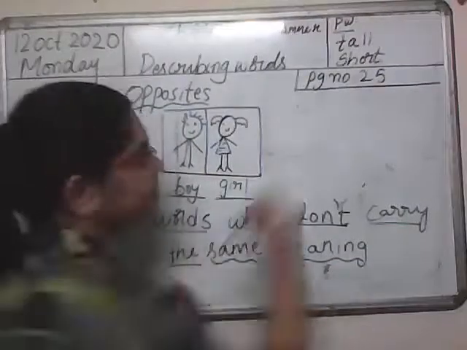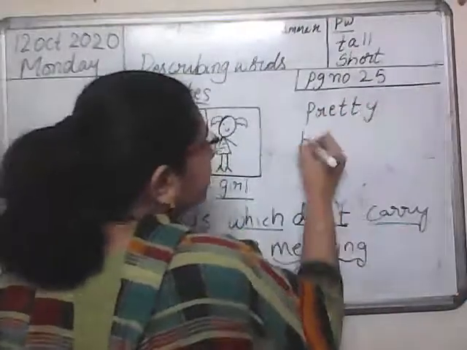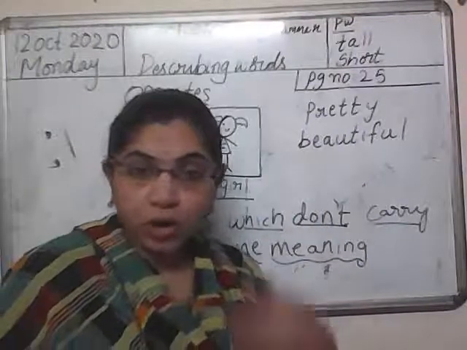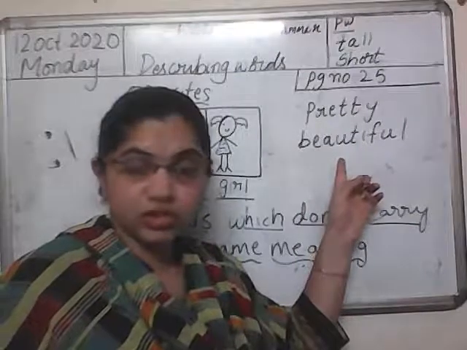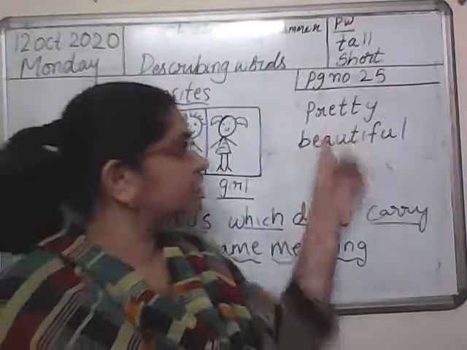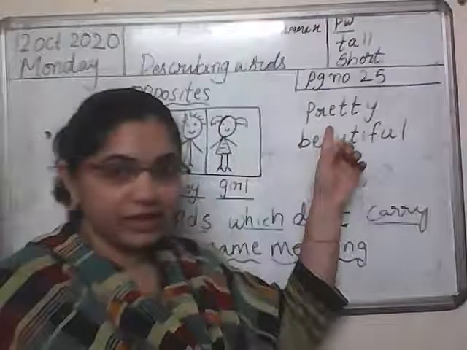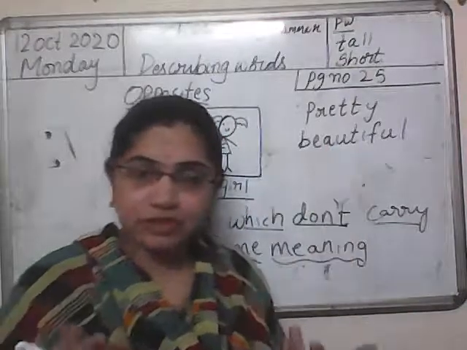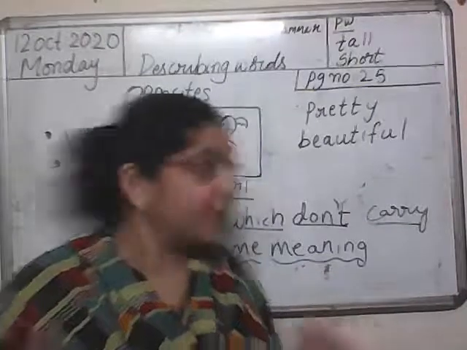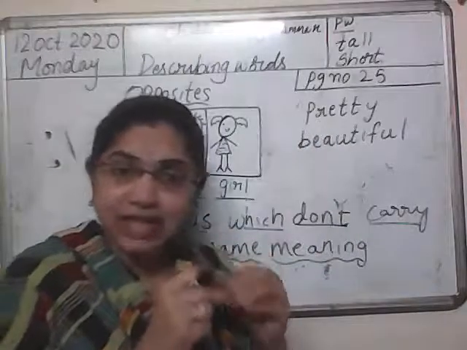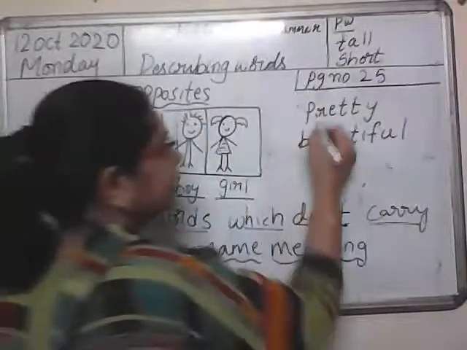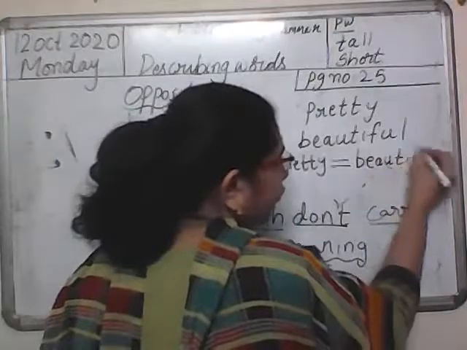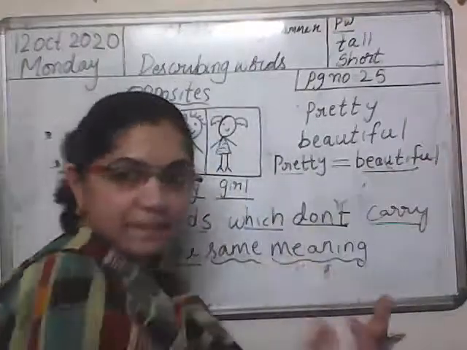Let me take two more words like P-R-E-T-T-Y, pretty, and B-E-A-U-T-I-F-U-L, beautiful. Pretty and beautiful. You are already aware of these words pretty and beautiful. These words are not entirely new to you. And what is pretty and what is beautiful? Pretty means charming and looking beautiful. And beautiful means charming, attractive, and looking pretty. It means pretty and beautiful carry the same meaning. Pretty equals beautiful, which means both carry the same meaning.